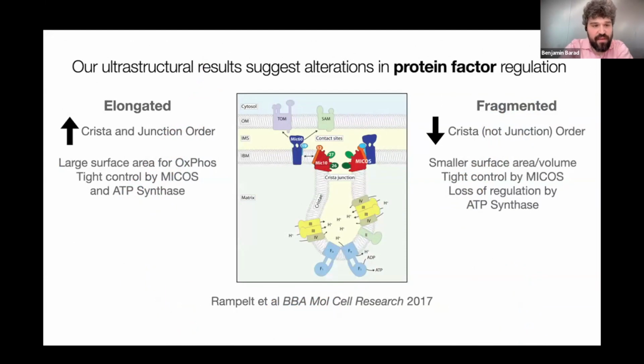So basically, by taking advantage of this ultrastructural analysis, we were able to really dig into these aspects of cristae organization and mitochondrial remodeling at a scale that's almost impossible to observe by anything except cryo-electron tomography. And we were able to dig into changes to the surface area, changes to control by MICOS, loss of regulation by ATP synthase, and changes to what we think is an OPA1 machinery.